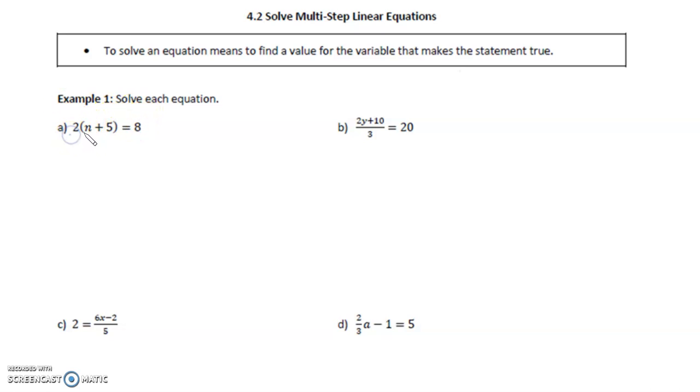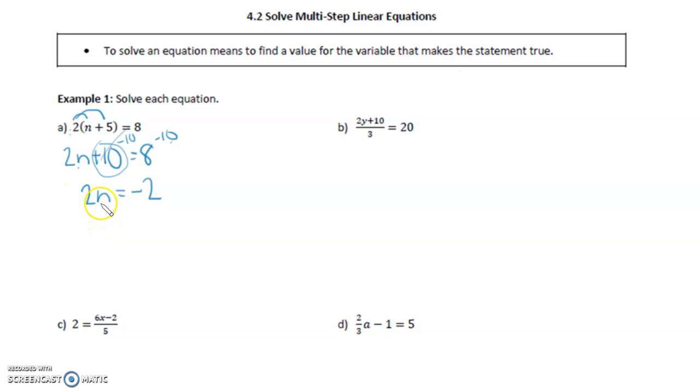So we have 2 bracket n plus 5 equals 8. So what I'm going to do first is I'm going to distribute this 2 into the bracket. So I get 2 times n, which is 2n, and then 2 times 5, which is 10, equals 8. Okay, now we want the n all alone, so let's take that 10 and subtract 10 from both sides. Okay, so we get 2n equals, then we have 8 minus 10, which is negative 2.